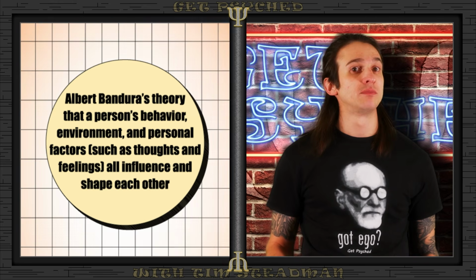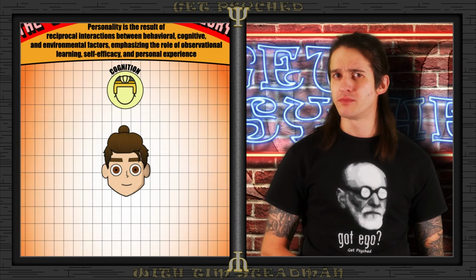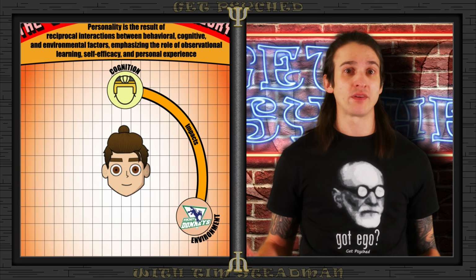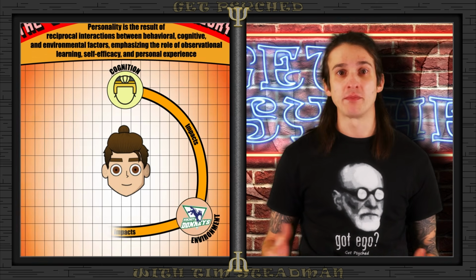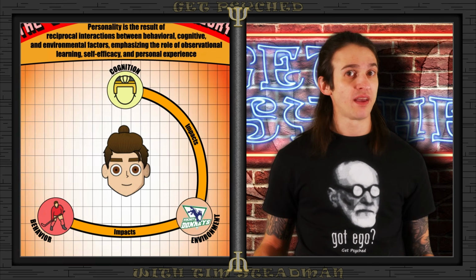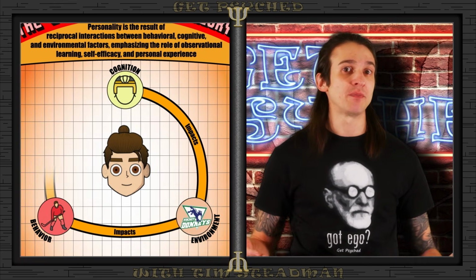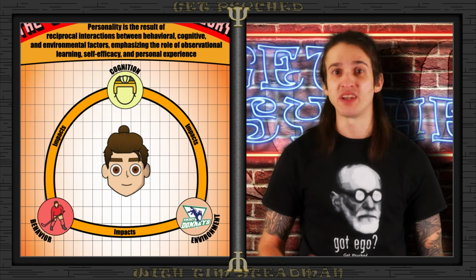Here's a quick example. Let's say I decide I want to play hockey. That's my thought, which leads me to join a hockey team. Playing on the team changes my behavior. I spend more time practicing and competing. And that behavior creates an environment where I'm surrounded by other players, which makes me even more interested in hockey. See how it all connects?